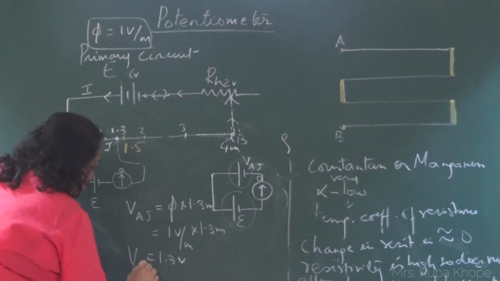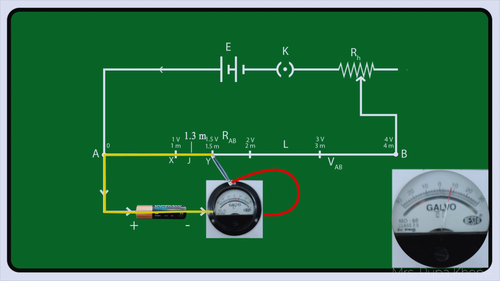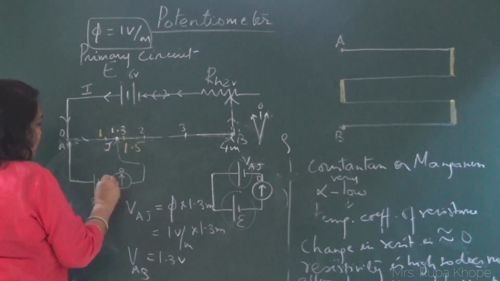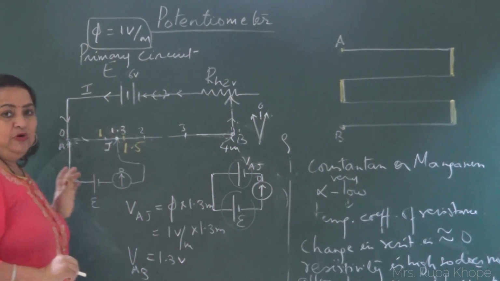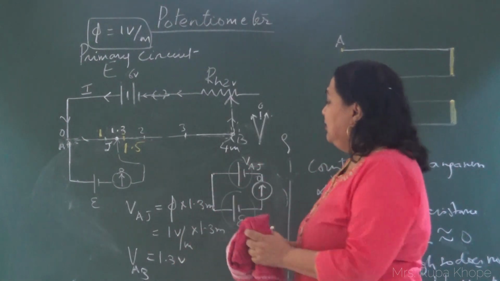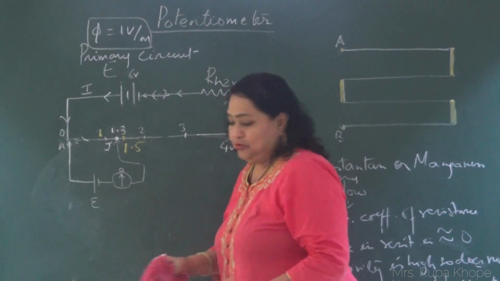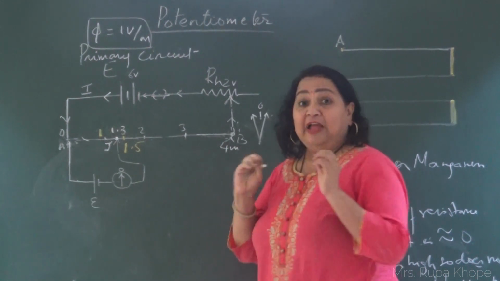Actually, it is obvious that when I touched the jockey here, I got a deflection slightly this way. This is my 0. And when I touched the jockey at 1 volt, I got the deflection here. That means the voltage of this cell is between 1 and 1.5 volts. That is the first thing. So now we have understood how to find the EMF of the cell, which is unknown to us, accurately.